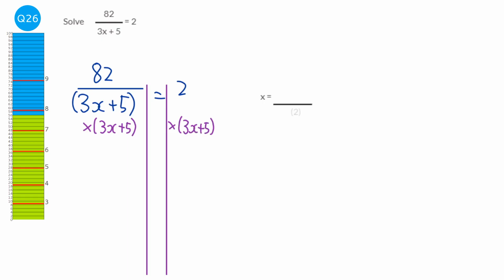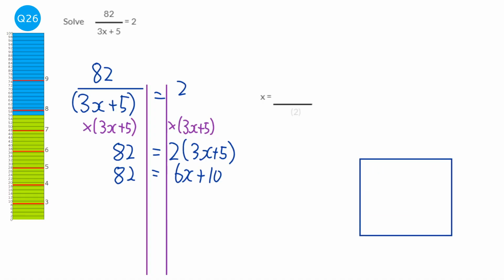Now on the left hand side, that just gets rid of the fraction, so we're just left with 82. On the right hand side, well, we're doing the 2 times the 3x plus 5, following my rules to get rid of all the brackets first. So 2 times 3x is 6x, 2 times 5 is 10. And you can use any method you want. Some of you might use this method, where we've got the 2 here, 3x plus the 5, and then we times them, so it's 6x plus 10. That's how we can do it.